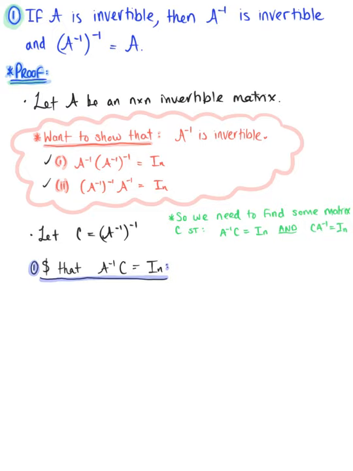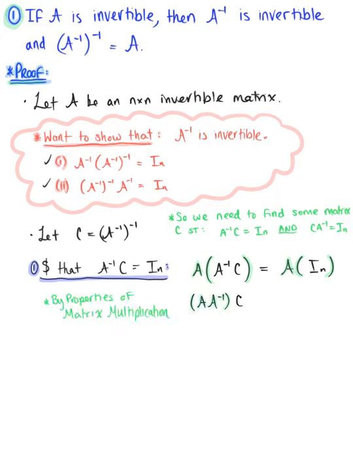So how are we going to do that? Well, let's start by left-hand multiplying this equation by matrix A. So if we do that, we have matrix A multiplied by the inverse of A times matrix C, which is equal to matrix A multiplied by the n by n identity matrix. Now, by properties of matrices, we can see on the left-hand side that we can reorder this. So we have matrix A multiplied by the inverse of matrix A multiplied by matrix C. And now on the right-hand side, we know that a matrix times the identity matrix is just that matrix.